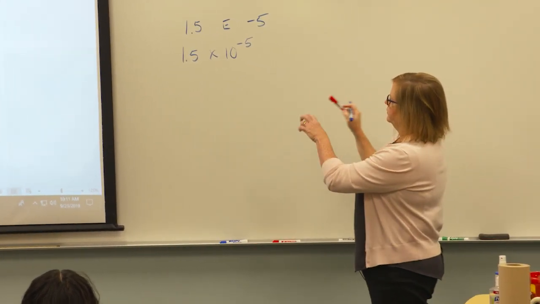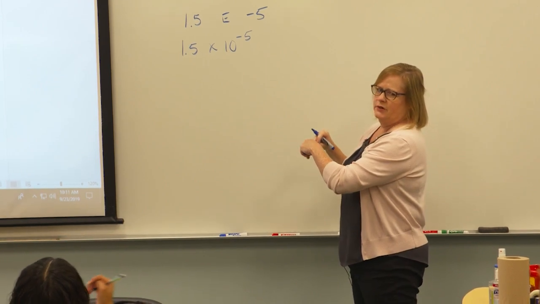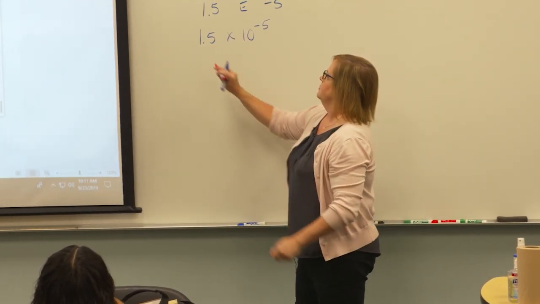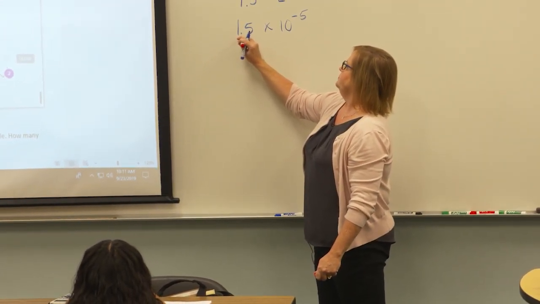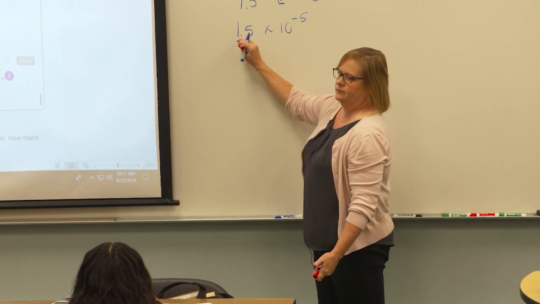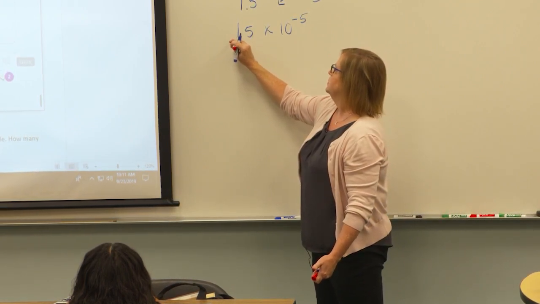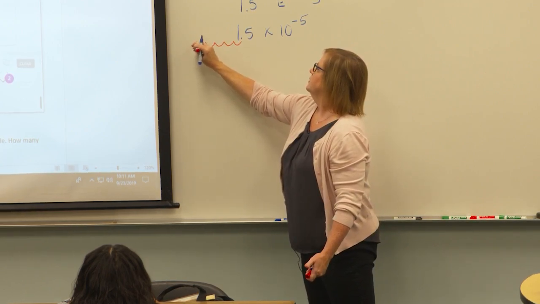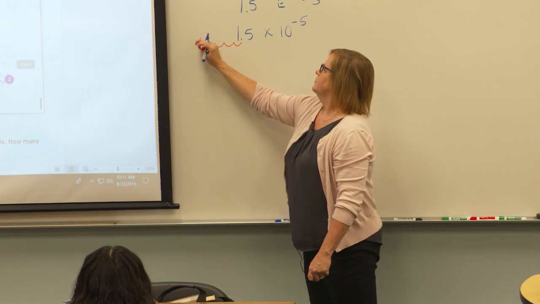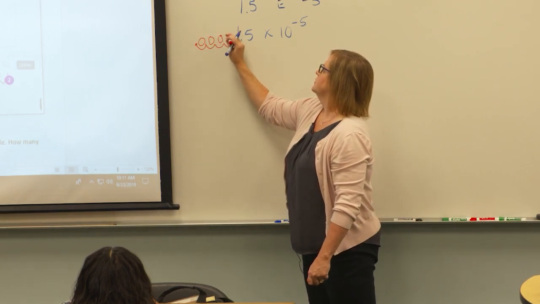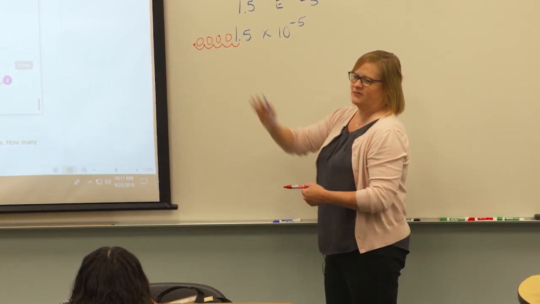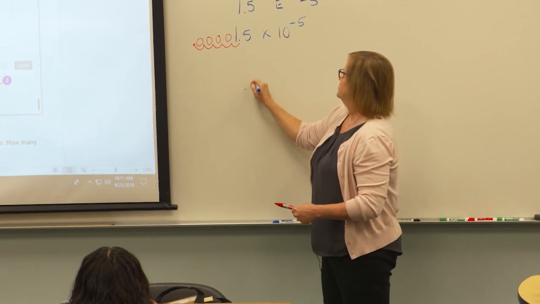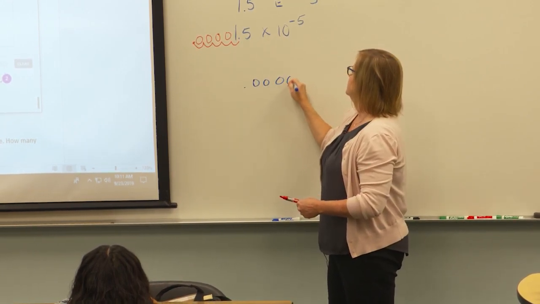So if I want to convert that back to standard, do you remember what to do there? Move the decimal which way? Left. Yeah, left 5 places. So 1, 2, 3, 4, 5, and then fill in with zeros. So the likelihood of that scenario over there is 0.000015.